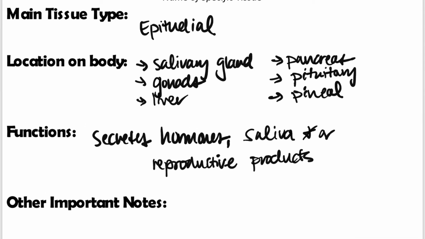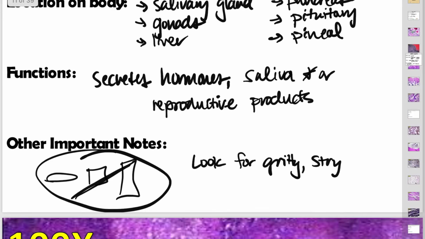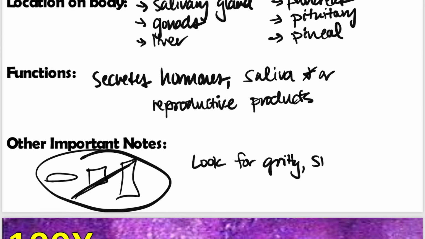Important notes. You won't see a squamous shaped cell or a cube shaped cell or a columnar shaped cell. You will not see that. Instead, you're going to see this gritty texture. So look for a gritty, styrofoam-like texture.